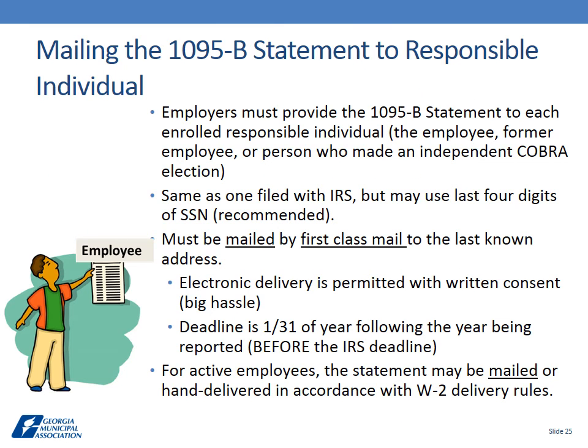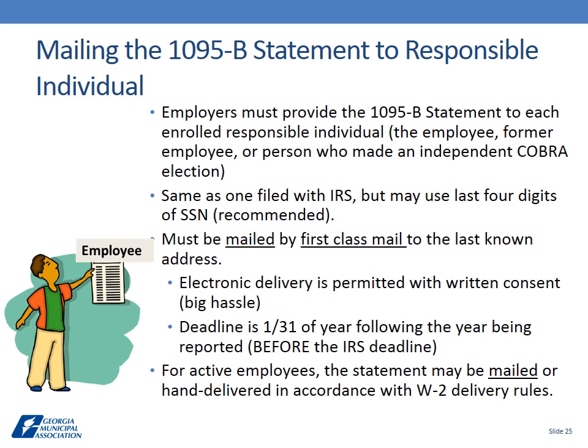Employers must provide the 1095B statement to each enrolled responsible individual. That will be the employee, former employee, or person who made an independent COBRA election. That's the same form that is also filed with the IRS, but the employer may use the last 4 digits of the Social Security number, and that's what's recommended for security purposes. The 1095B statement must be mailed by first-class mail to the last known address. There are rules about electronic delivery, but the requirements to get written consent really make it much more of a hassle than it's worth. The deadline is January 31st of the year following the year being reported.